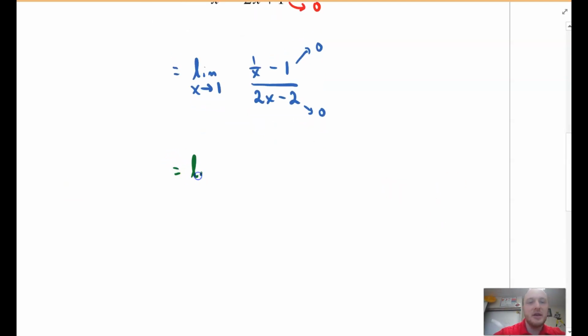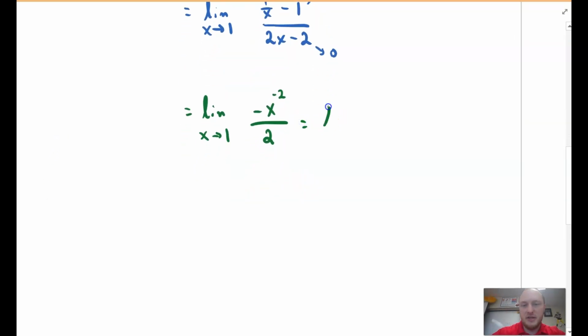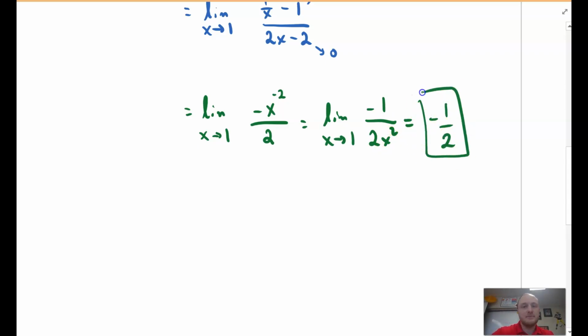That's what Ella says. Okay, so now I have the limit as x goes to 1. This is x to the power negative 1. You agree? Okay, I'm glad you agree. So now it's negative x to the negative 2 over, and then derivative down here is just 2. Which is, if I clean house, negative 1 over 2x squared. Now through direct substitution, we get negative 1/2. And that's it. There's your answer.